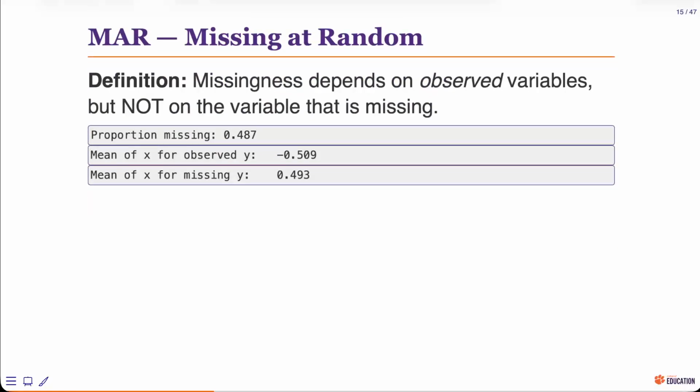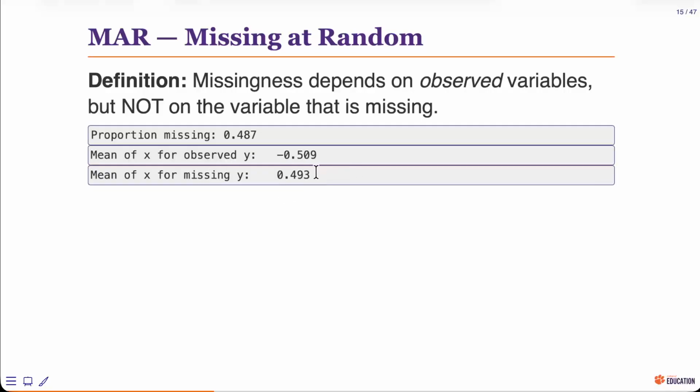Now, with the same idea under missing at random, missingness depends on some of the observed variables, but not on the variable that's missing itself. So let's imagine we have about 48% or 49% of our data missing. In this situation, our means would be a little bit more different from each other.